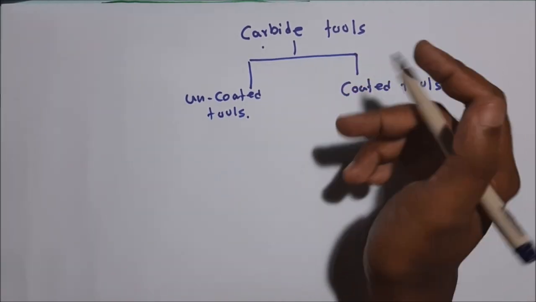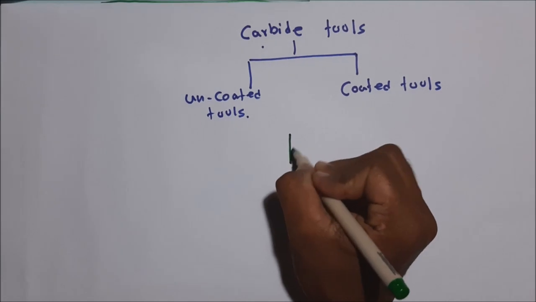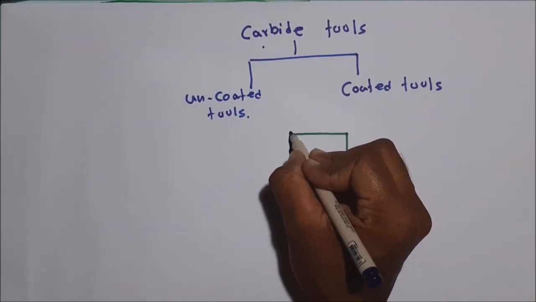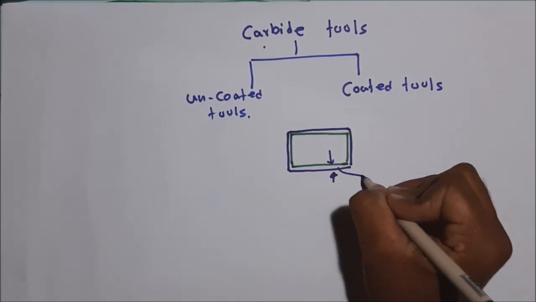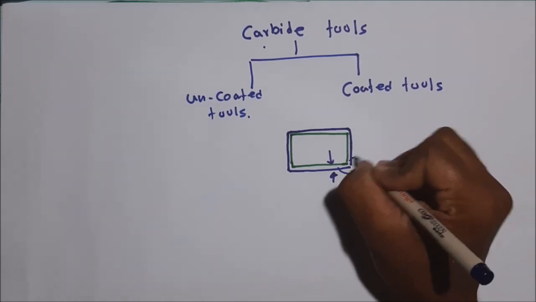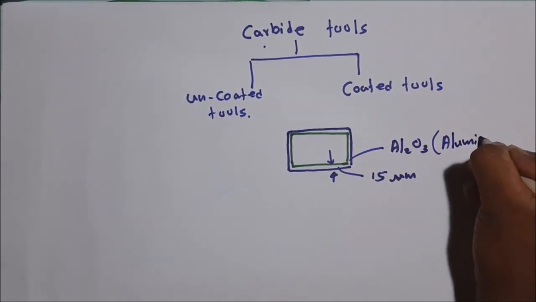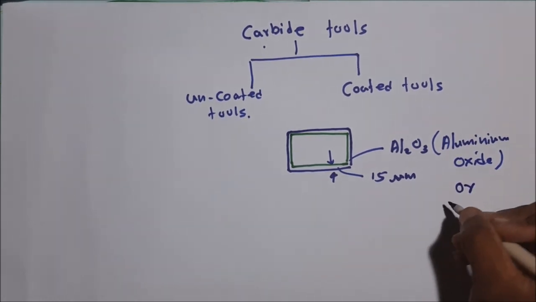That means coating means, if you take a plain carbide tool, the coating applied is titanium nitride or aluminium oxide coating. Okay, a very small thin layer, around 15 micrometer, around 50 micrometer layer. This layer thickness is around 15 micrometer. This layer is aluminium oxide, or use titanium nitride.